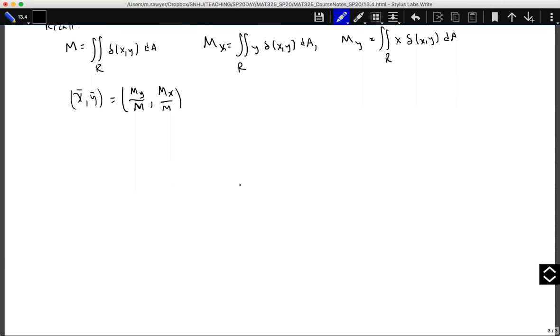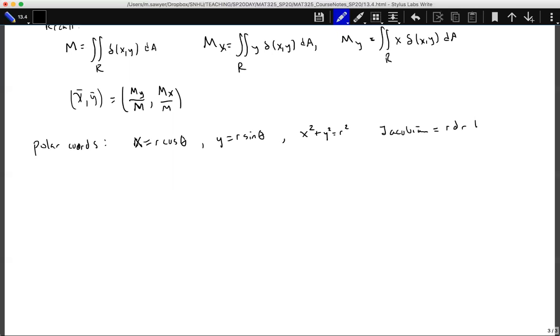So one thing to know is that when we're looking at a disk, polar coordinates may be helpful here. So recall that in polar coordinates, x is equal to r cosine theta, y is equal to r sine theta, x squared plus y squared equals r squared, and our Jacobian is equal to r dr d theta. So if we make a coordinate transform from Cartesian to polar coordinates, we need to make sure to include the Jacobian.